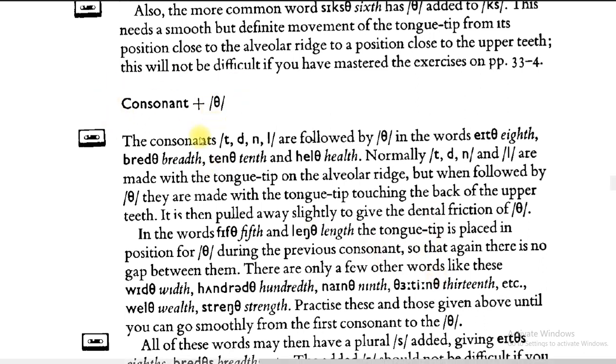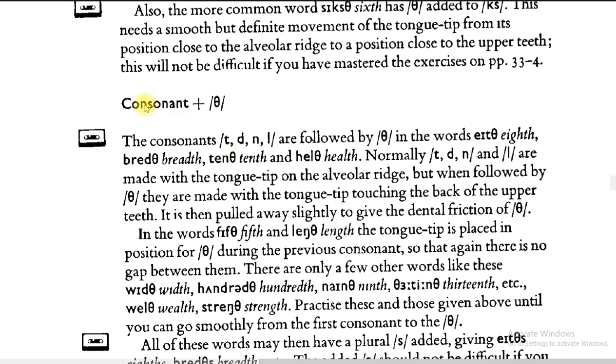We are going to start with consonants plus th sound on page 75. Consonants plus th sound. So in this case, these consonants, or at the place of these consonants, what is assigned?